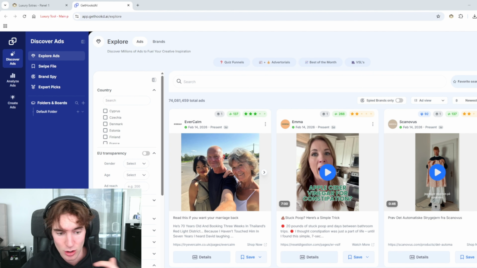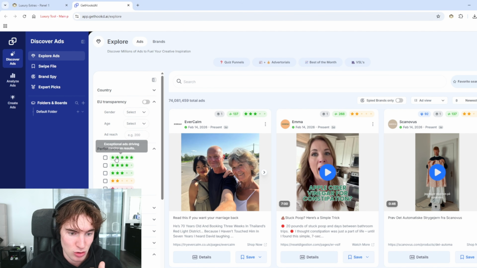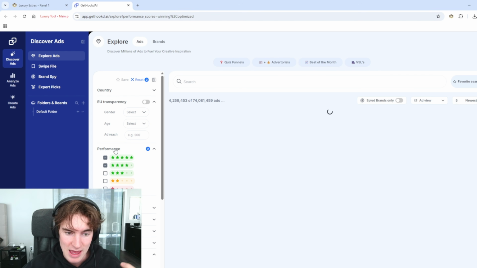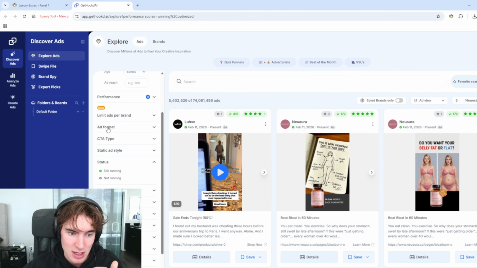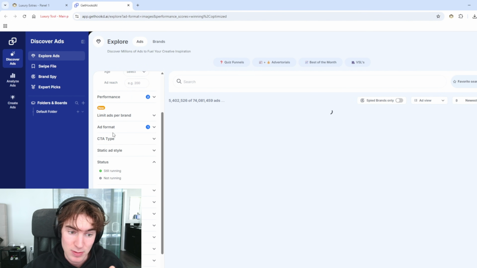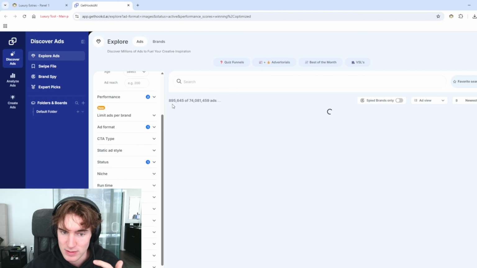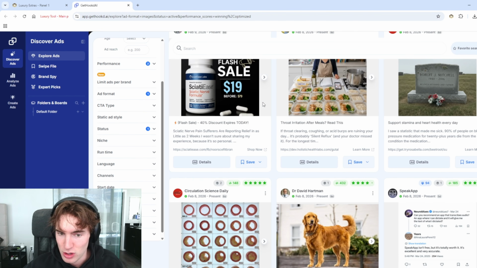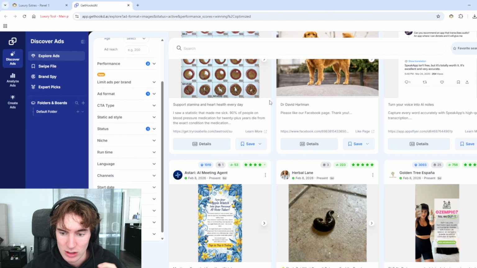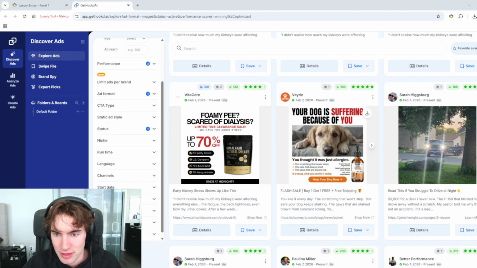And now that we're in Get Hooked, the first thing I'm going to do is set performance at 5 and 4 stars. Add format, obviously you want this to be image, and then status, you want it to be still running. Now I'm going to scroll through here for a little bit and look for an ad that I would like to swipe. All right, I just found an ad that I think is pretty decent and I would like to actually use for my brand.